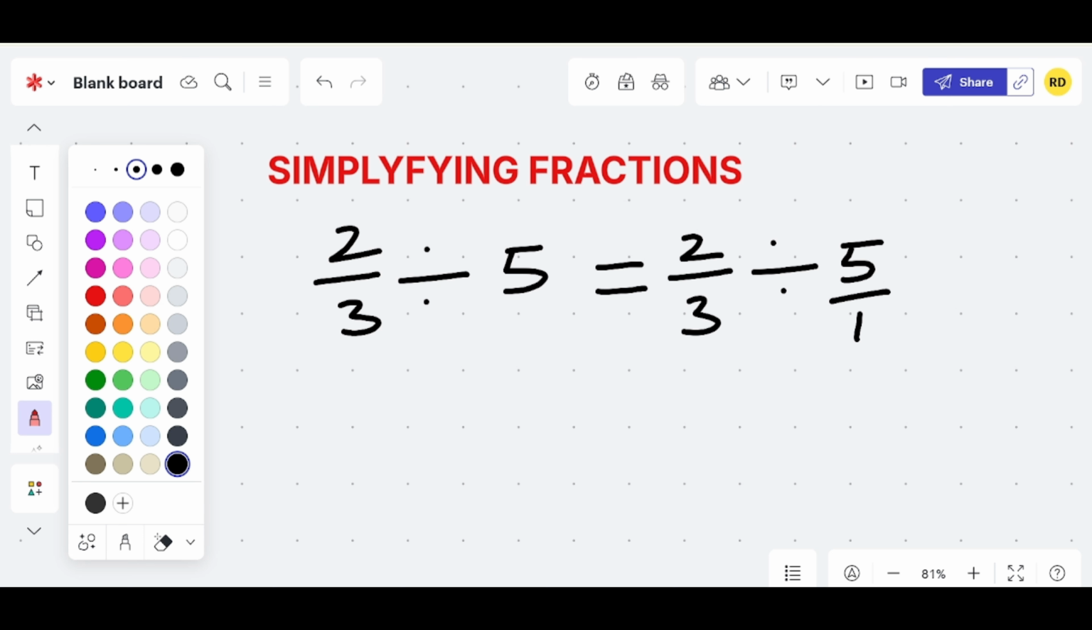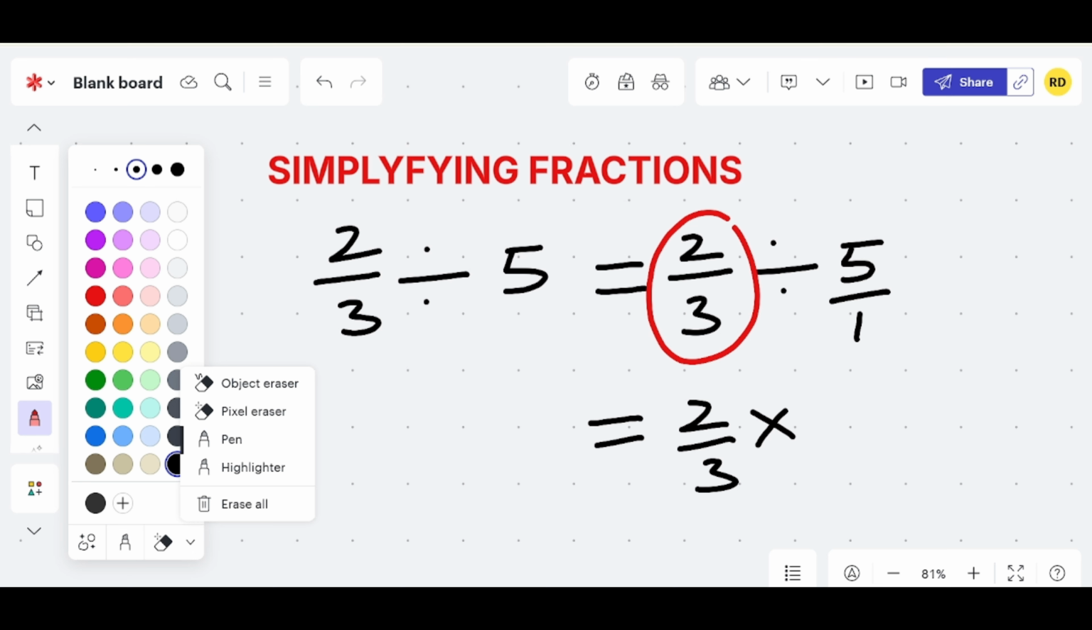Now again the same thing. How do we divide these two? The first step is you write down the first fraction the same. So that's going to be 2/3. And now you change division into multiplication, right? Even though it's division, we're going to multiply since division is the opposite of multiplication. So now you're going to flip this second fraction. You're going to write 5 over 1 as 1 over 5, and then you multiply.